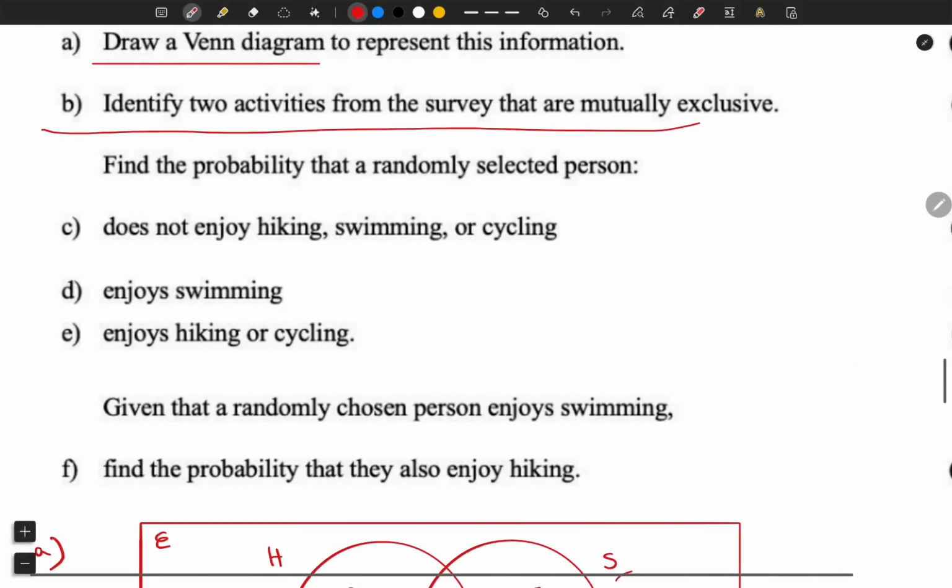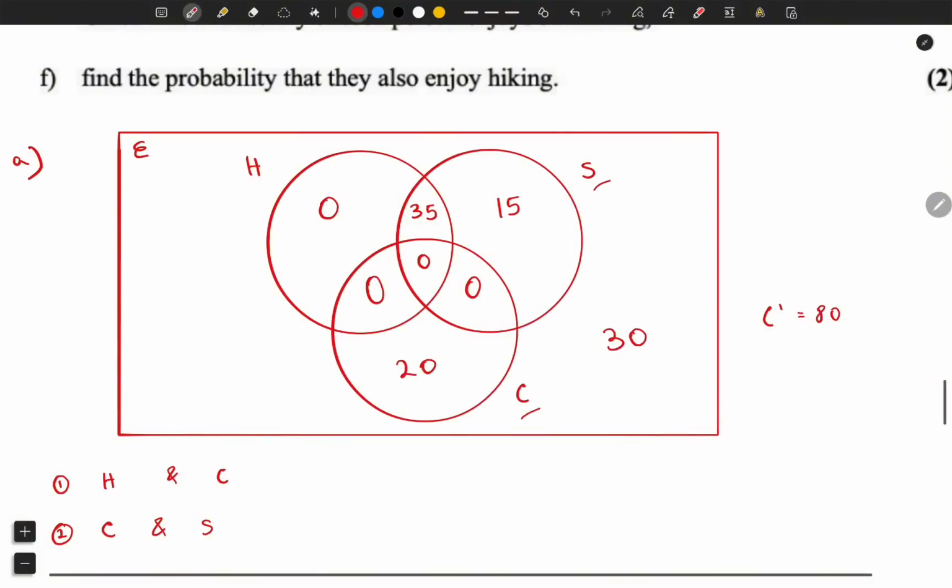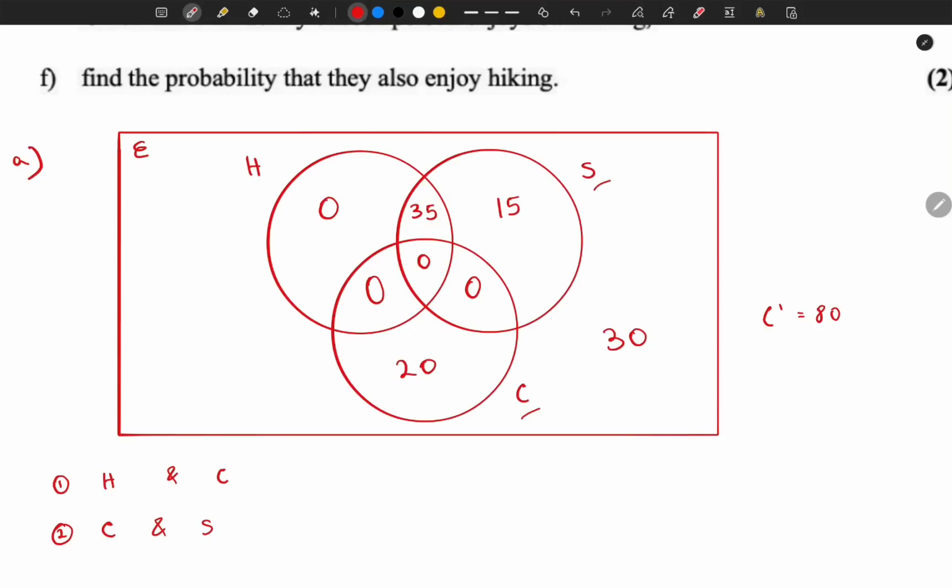Now moving on to the next part, we need to find the probability that a randomly selected person does not enjoy hiking, swimming, or cycling. So this randomly selected individual does not enjoy any of the activities.